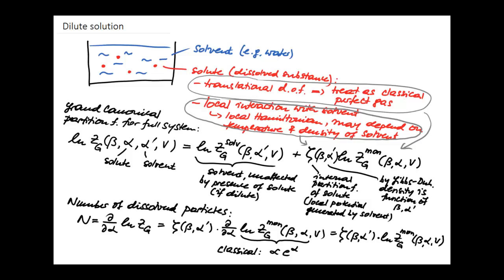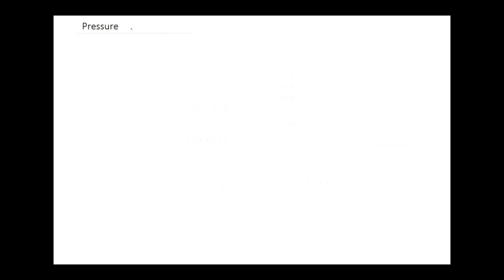So here you see a difference to the monatomic gas classically. If you have a classical gas of structureless particles, for that case we had shown earlier that the particle number is simply equal to the log of the grand canonical partition function. Here this is no longer the case. Here you have a prefactor, and the prefactor is this zeta. We can now consider the pressure in such a dilute solution.